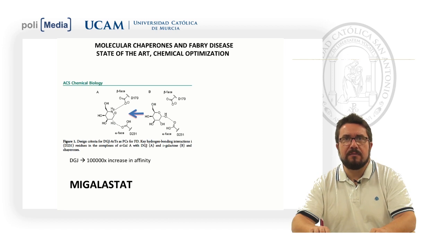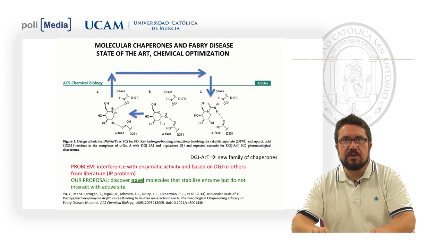So at the end, we have this molecule, DJG, and there is a, let's say, 6 orders of magnitude increase in affinity. Well, this molecule now is on the market, it's called migalastat, and it's a very interesting molecule for Fabry disease. And other researchers are following the same strategy and are developing other molecules basically derived from the structure of the natural substrate.